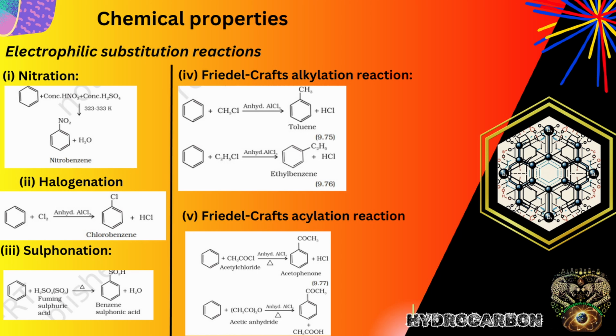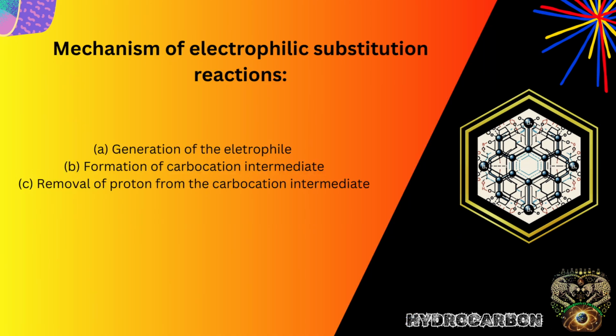Hydrogenation occurs under high temperature and pressure with a nickel catalyst. Benzene gets hydrogenated to form cyclohexane. In the presence of UV light, 3 chlorine molecules add to benzene, forming benzene hexachloride. In combustion, benzene burns with a sooty flame, producing carbon dioxide and water.